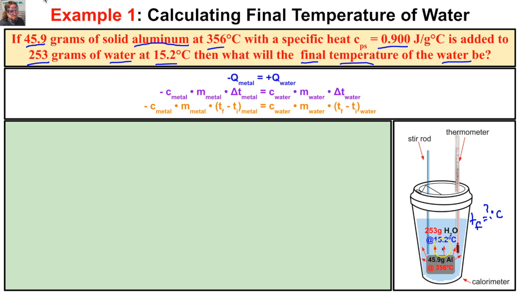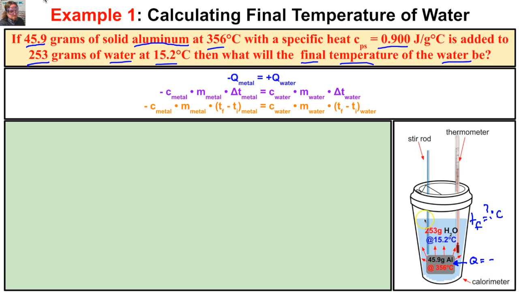And so if we think about it, here's what's going to end up happening. When we put this hot piece of aluminum in this cold amount of water here, this aluminum right here is going to lose a certain amount of energy. So Q, the amount of energy, is going to be negative.